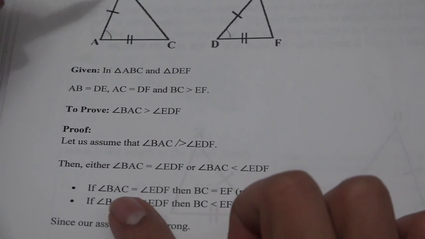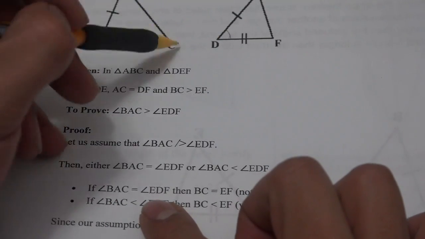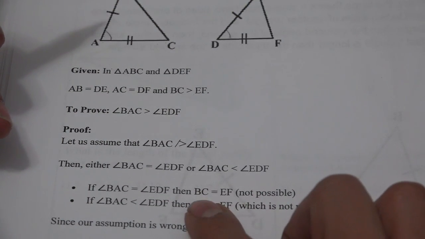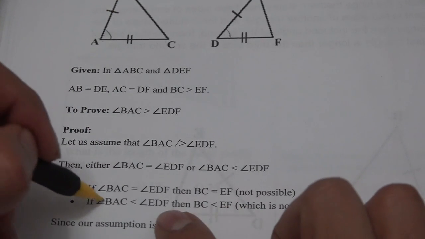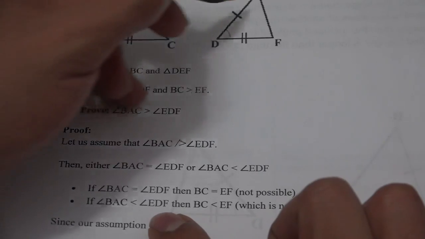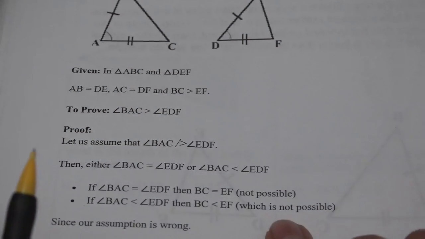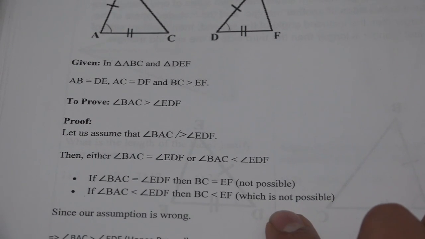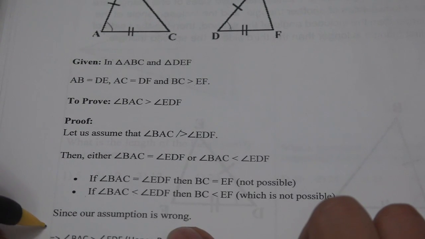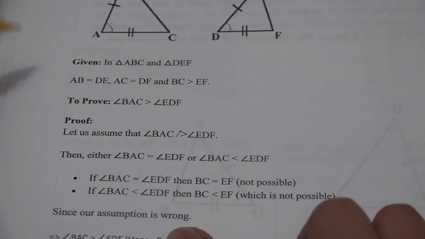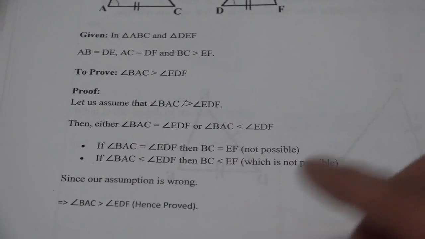Well, continue. If angle BAC is equal to EDF, then the sides opposite should also be equal. But it's not possible. If this angle is less than this angle, then BC is less than EF, which is not possible. Since our assumption is wrong, there's only one option: that this angle is greater than this other angle. And that's it. Hence proof.